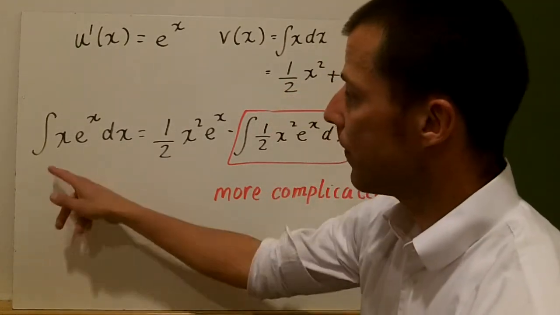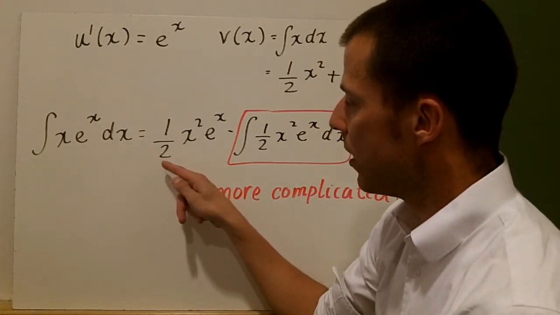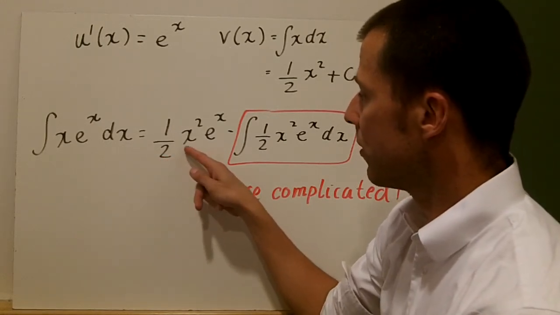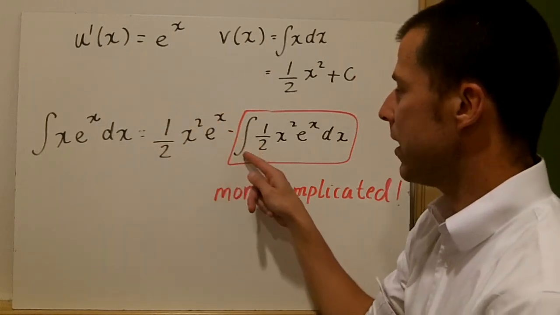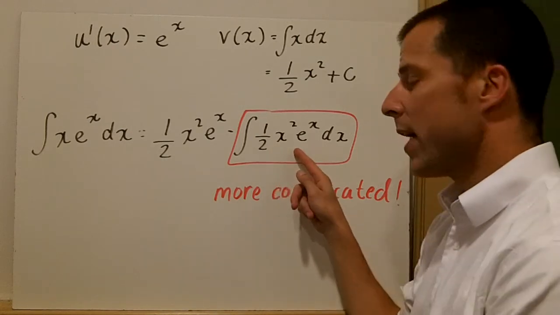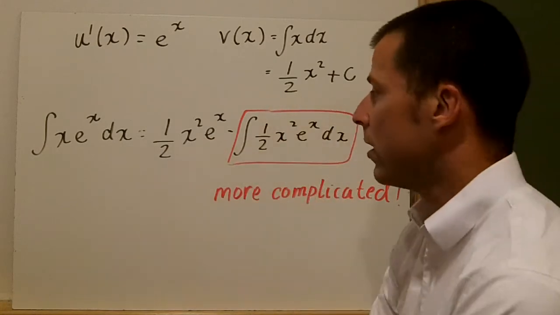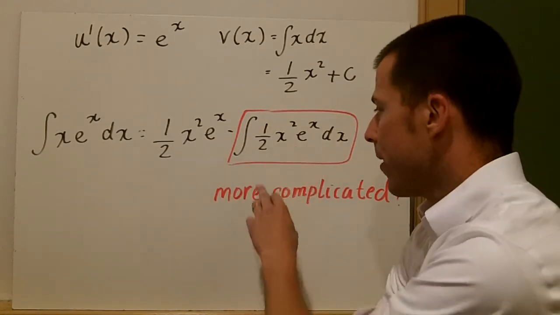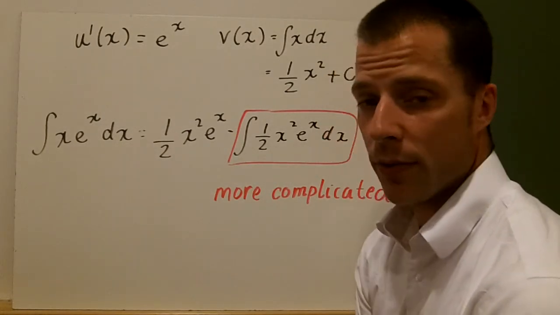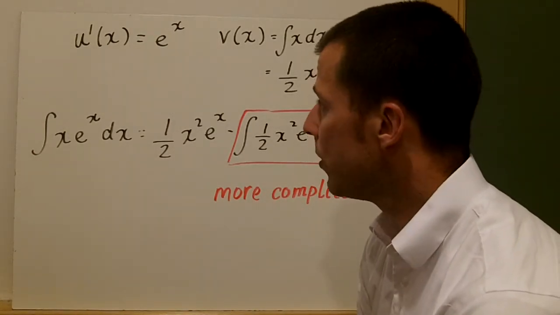So let's apply our rule. Here's our original function. Okay, here is u times v of x, right here, minus the integral of u of x times v prime of x. Okay, so we put that all together, and notice I could integrate this, but it's more complicated. What I boxed in red is a lot more complicated. It's not necessarily wrong, but since it's more complicated, I know I've chosen the wrong u and the wrong v.